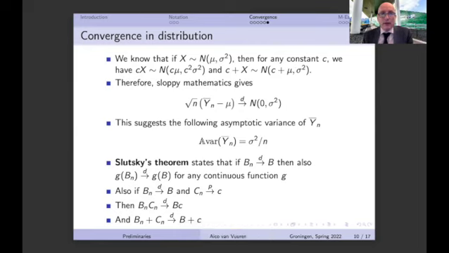Well, now we're going to look at the sloppy mathematics. That is, we are going to start with the central limit theorem. There's nothing wrong with that yet.